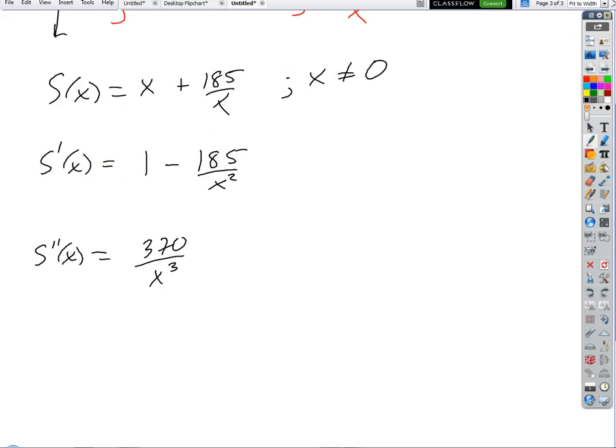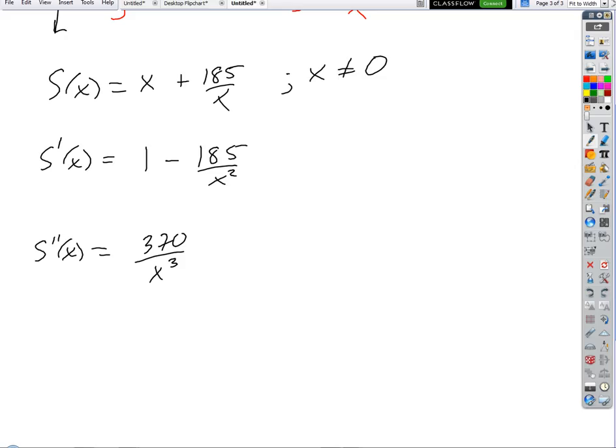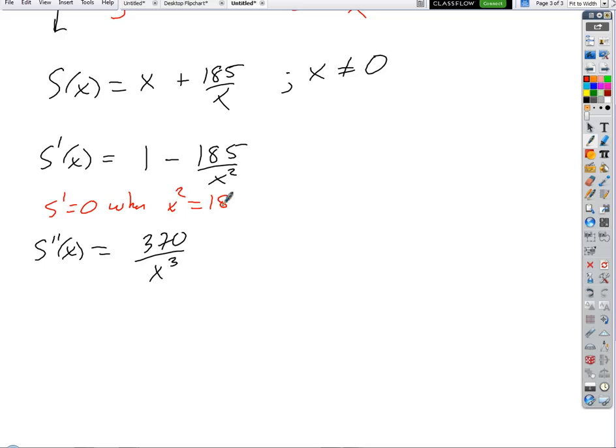So then, critical numbers. Are there any places in the domain where the derivative's undefined? Zero's not in the domain, right? So there aren't. So the only place we're gonna look is where the derivative is equal to 0. If I set S prime equal to 0 and add this to the other side, isn't that when x squared equals 185? So what's x equal to? Plus or minus square root of 185, right?